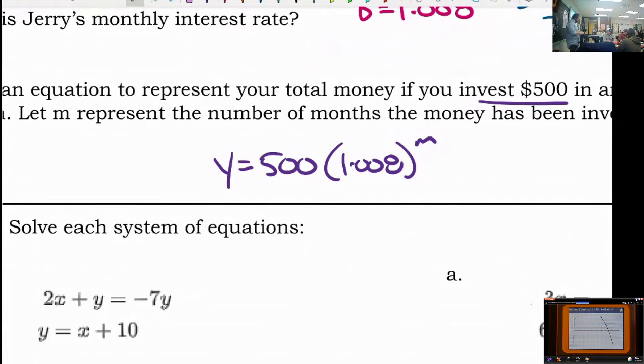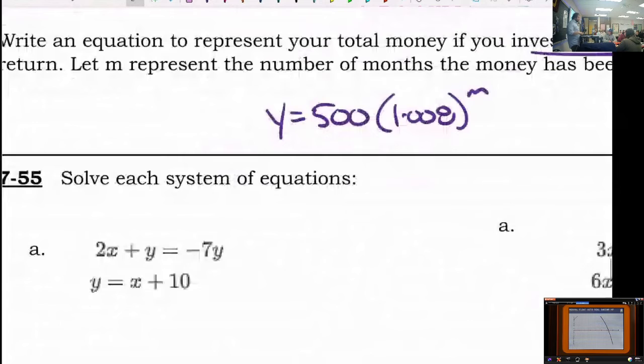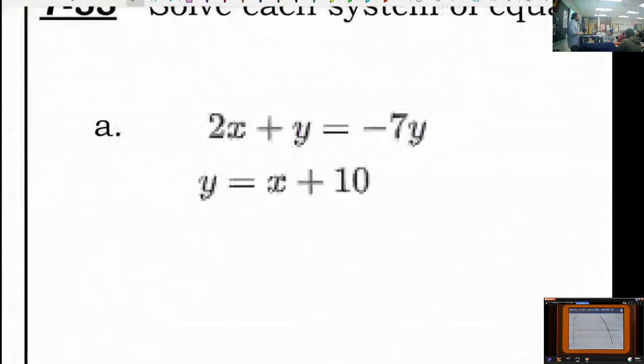For the next question, we have some systems of equations. You'll notice question A is the question from the quiz. Got him. We're going to solve this by substitution. So we're going to take the y equals x plus 10. We're going to plug it in for y in both of those y's up above. And it'll look something like this. 2x plus x plus 10.